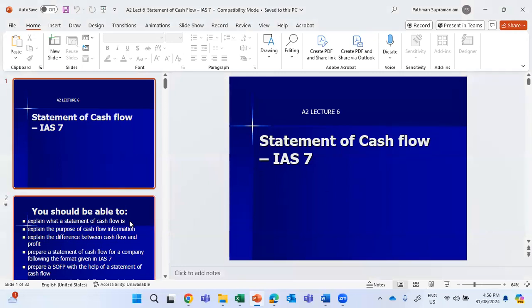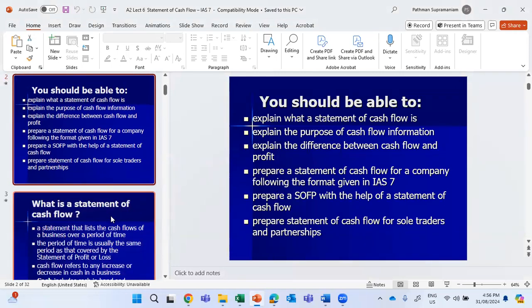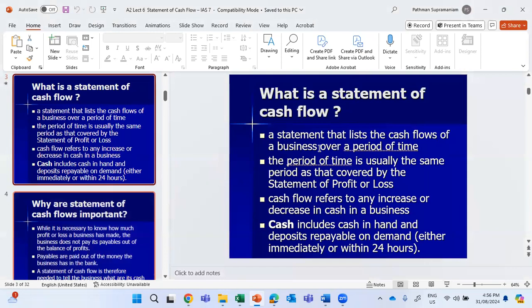So what is this statement all about? It tells you, during the accounting period, what are all the cash inflows and cash outflows? Where is all the money coming in, and where is all the money going out? But then a cash book can also tell you that. So how is this different from a cash book?